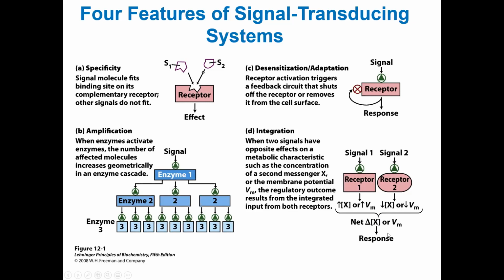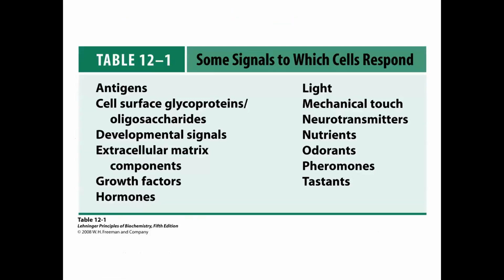Okay, so when two signals have opposite effects on a metabolic characteristic, such as the concentration of, let's say, second messenger X, or membrane potential in this case, the regulatory outcome overall results from the integrated input from both receptors. That's what it means. Okay, so signals can integrate downstream. Okay, so that's what basics of signal transduction is.